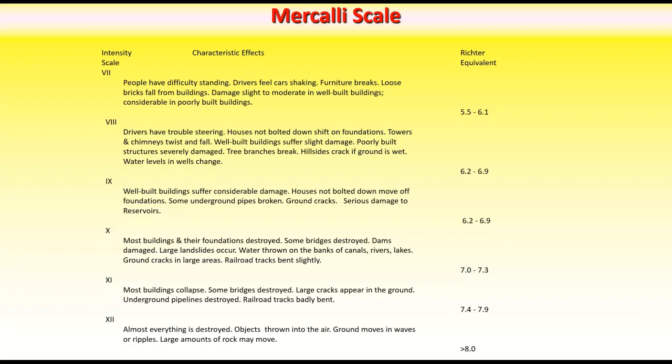Okay. All right. Hopefully that gets you some background so that we can then talk about some of the hazards that are associated with earthquakes.